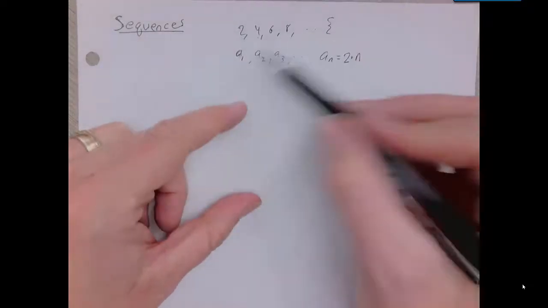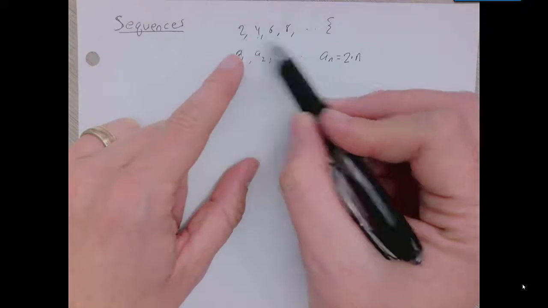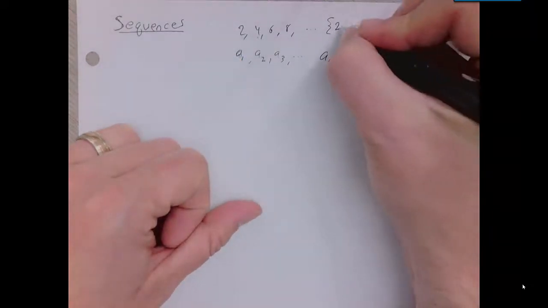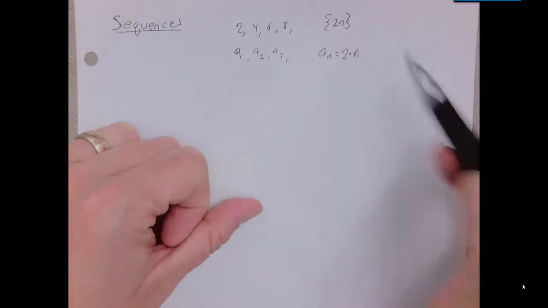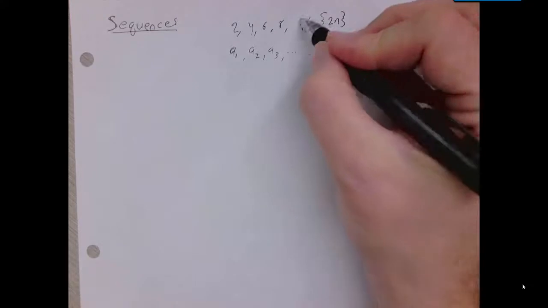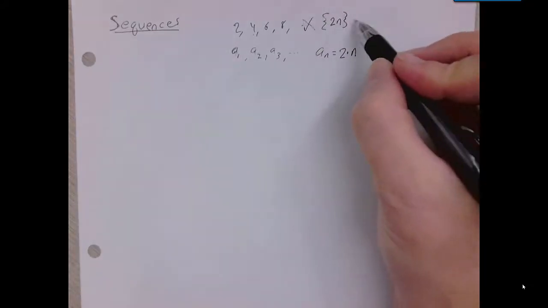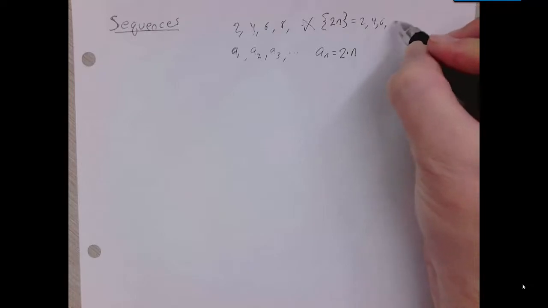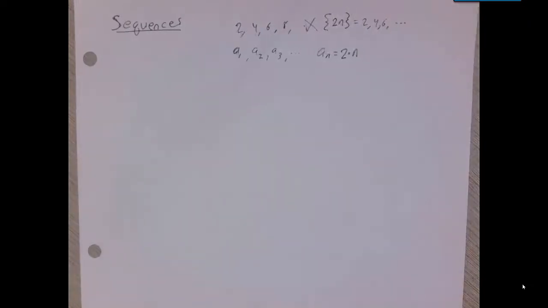So a shorthand way of writing this entire sequence is having this curly brace and then writing the equation that gives you the nth term. So it's actually wrong of me to write the dots here. This is the same thing as the sequence 2, 4, 6, and so on, like that.